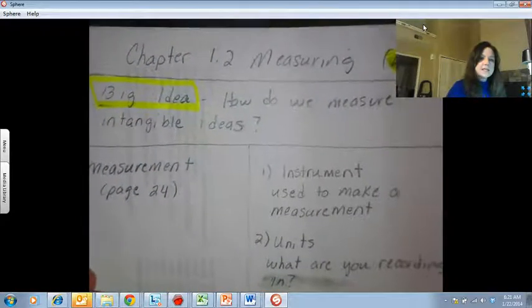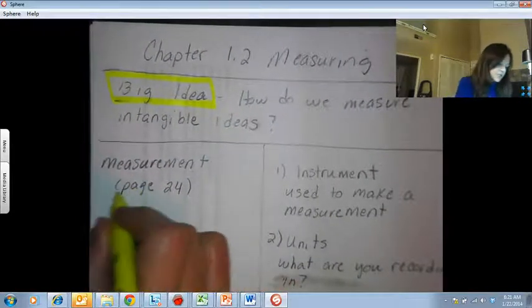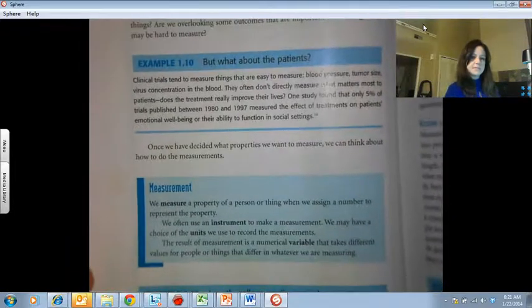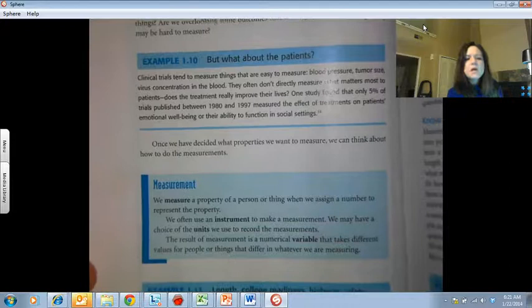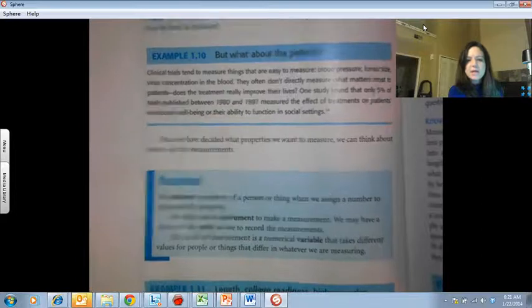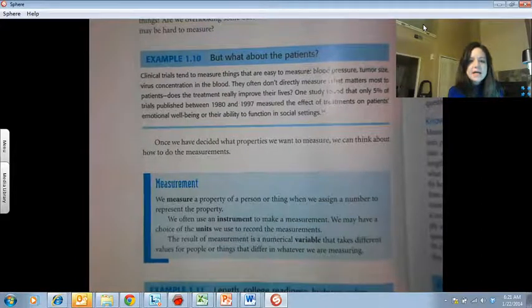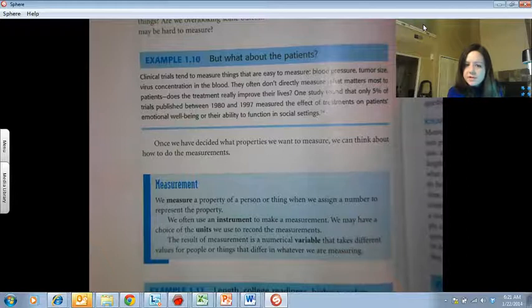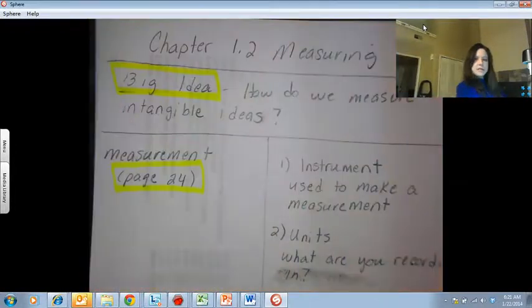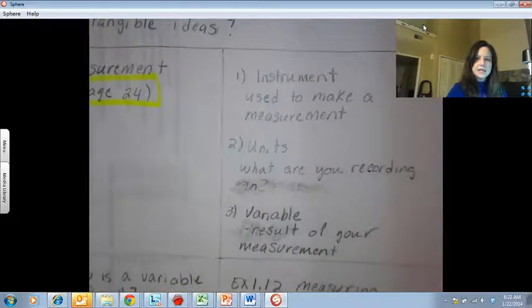So the definition for measurement is on page 24, and I didn't bother to write it down this time. You guys can just go back and look at it. It's right here in the blue box, measurement down there at the bottom. We measure a property of a person or a thing when we assign a number to represent the property. We often use an instrument to make a measurement. Okay, we may have a choice of units. We'll go over this, and the result of the measurement is a numerical variable that takes different values for people or things. Okay, so what I did is I broke that definition down into those three other words.